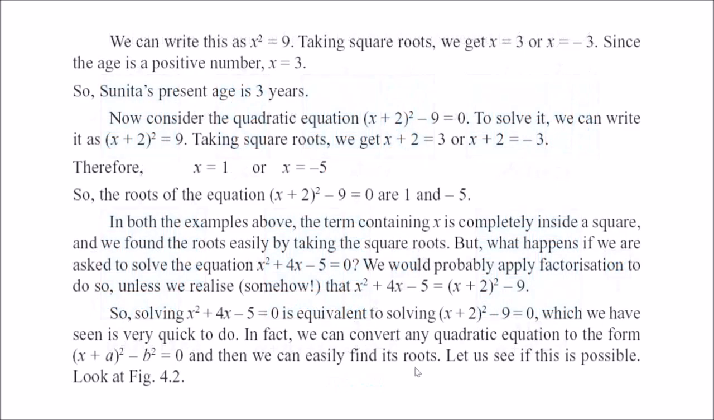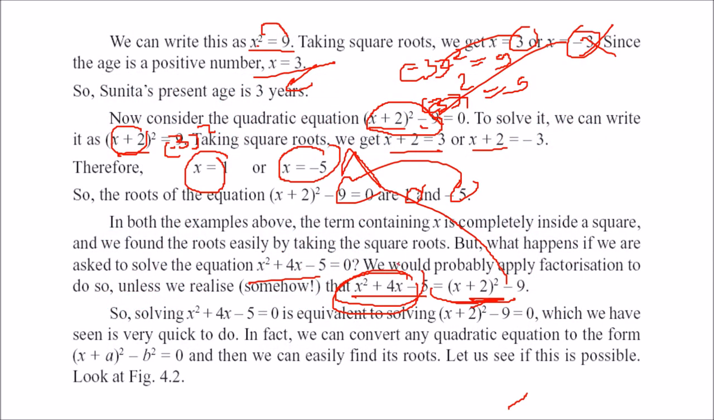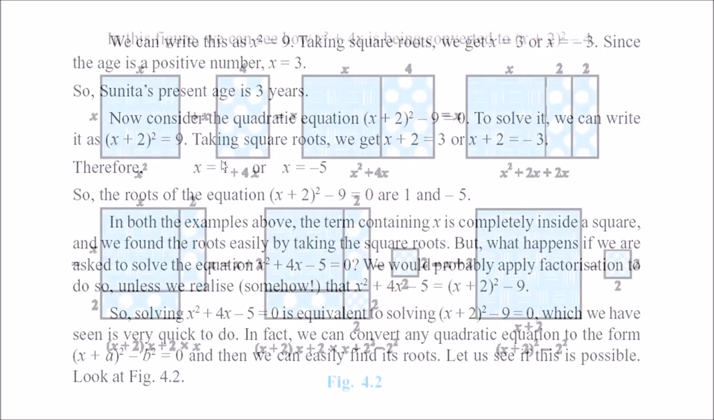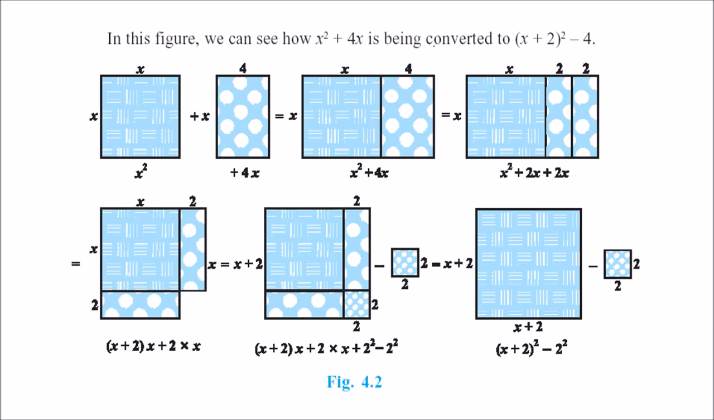Just consider this situation, x square plus 4x. Just concentrate on this; we'll talk about minus 5 later. What exactly is this? This is x into x, this area, and 4x is 4 into x. Just combine them, so this equals x square plus 4x. Now this 4x can be divided into 2x and 2x. So this is one 2x part and this is another 2x part, right?